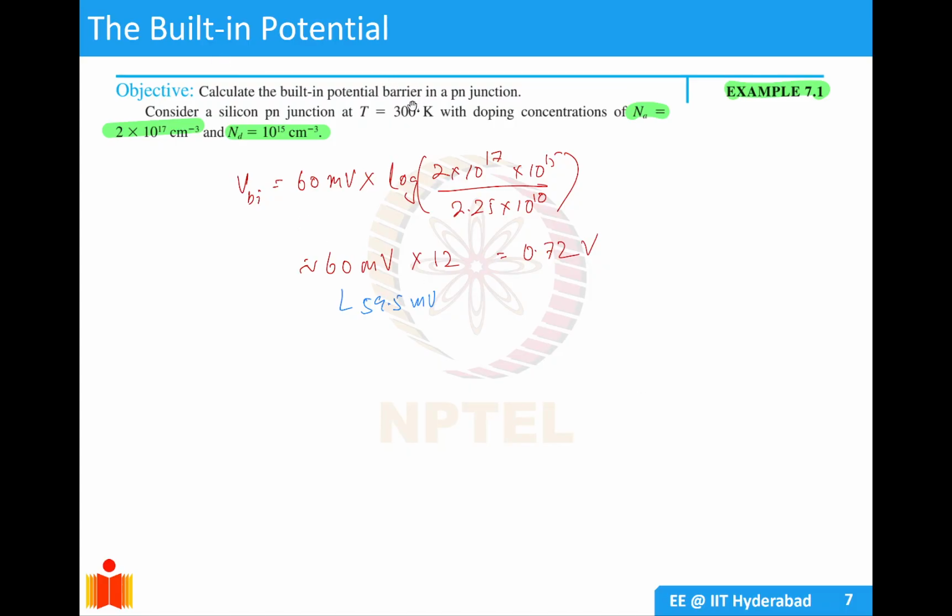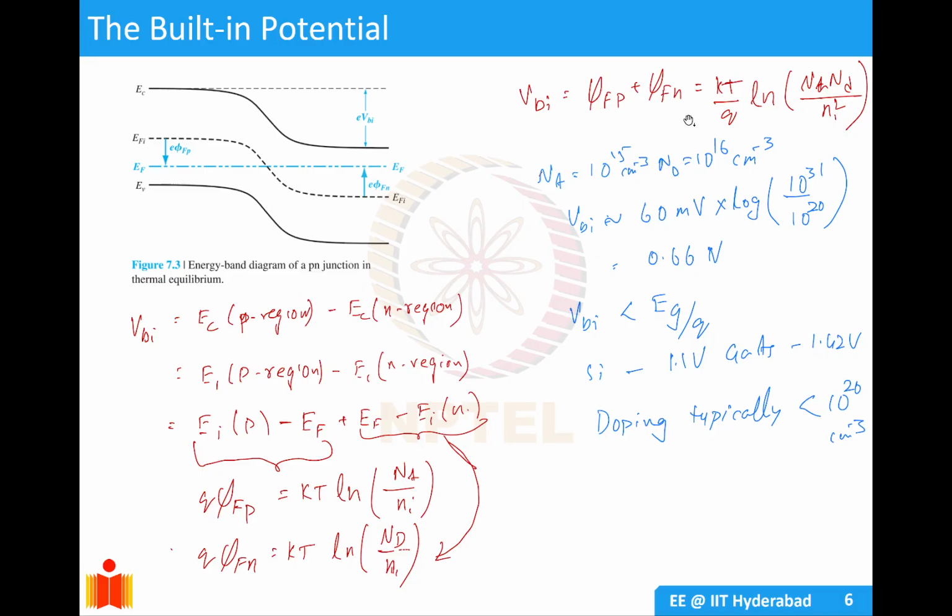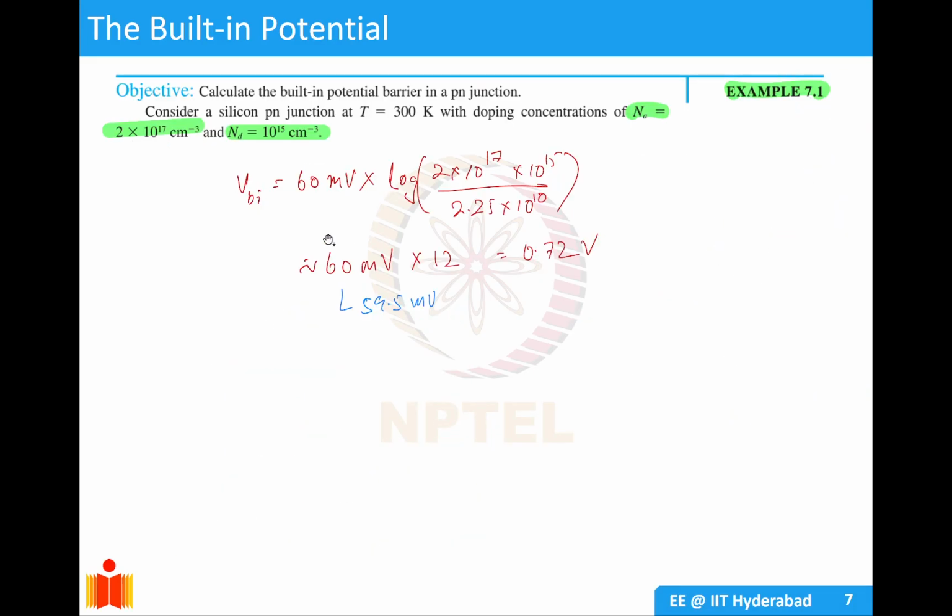So this question that we had seen, we can now solve using the formula we just studied here. VBI equals 60 millivolts into log Na Nd by Ni square. So you put that your Na is 2 into 10 per 17, Nd is 10 per 15, and your Ni you have taken as 1.5 into 10 per 10 here. So that becomes 2.25 into 10 per 20. So you solve it, and you get approximately 12. So this becomes around 0.72 volts.